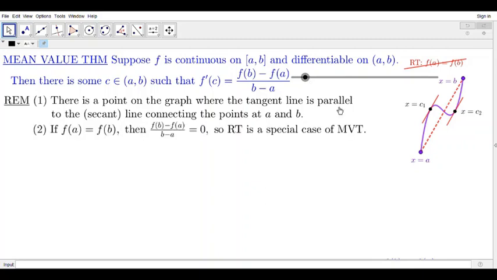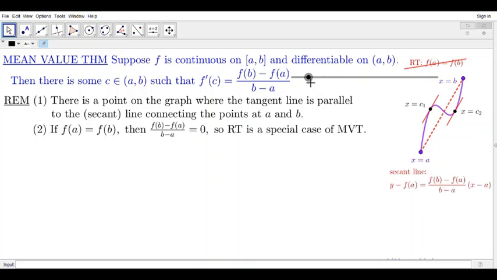And then interestingly, if we do happen to have f of a equal to f of b, the fraction on the other side of f prime of c is going to be 0, meaning this reduces to the conclusion of Rolle's theorem. In other words, Rolle's theorem is a special case of MVT, or equivalently, MVT is the more general statement of Rolle's theorem.